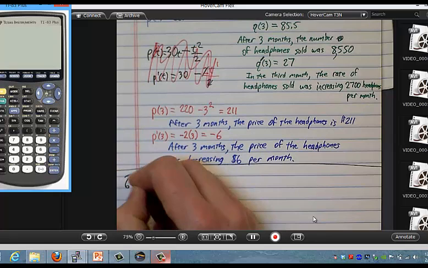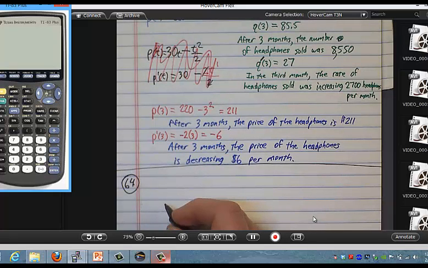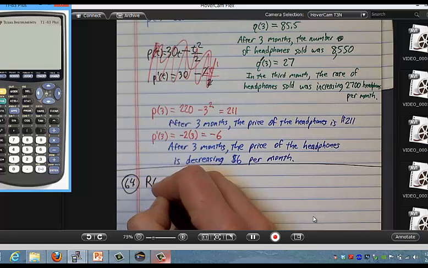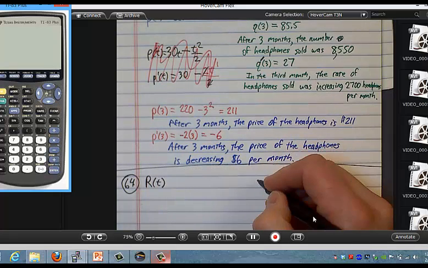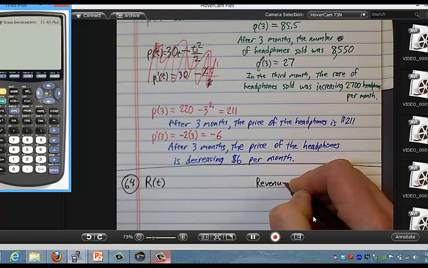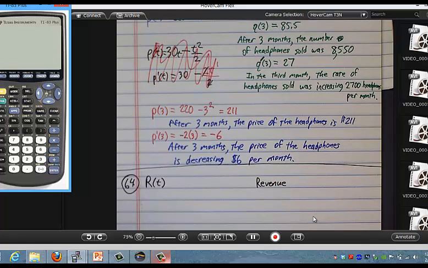So it says part A. It says, write the revenue function, R of t. Now, how the heck am I going to get the revenue? What does that mean, revenue? It's how much money you're bringing in, right? If I'm selling a bunch of headphones and they each cost $220, do you see why you would multiply by 220? You're going to take the number of headphones sold times the price. And I think that makes sense to most people.